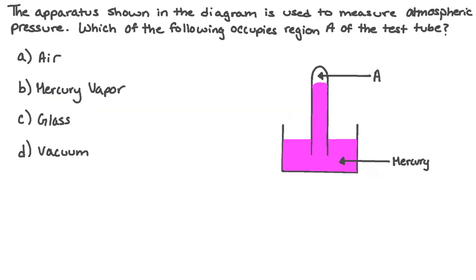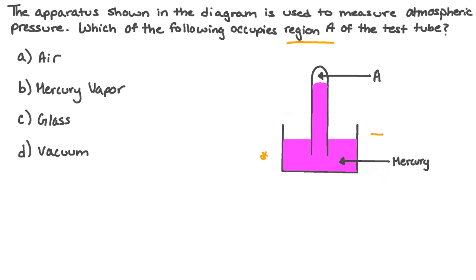The apparatus shown in the diagram is used to measure atmospheric pressure. Which of the following occupies region A of the test tube? A, air. B, mercury vapor. C, glass. D, vacuum. The apparatus in the diagram is from the Torricelli experiment, what we would call today a barometer.